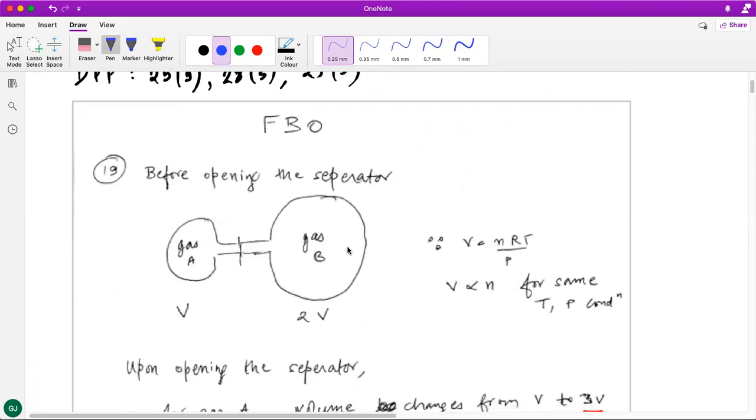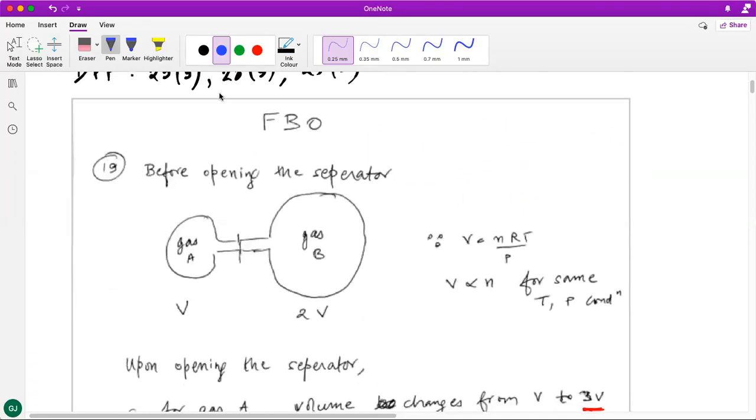So question number 19 in FBO. Now, as you read the data of the question, one of the important points that is not directly mentioned is the volume of the vessel, right? So the vessel on the left hand side is V, and the vessel on the right hand side will be of volume 2V. Why? Because volumes and moles will be directly proportional to each other for the same temperature and pressure conditions.